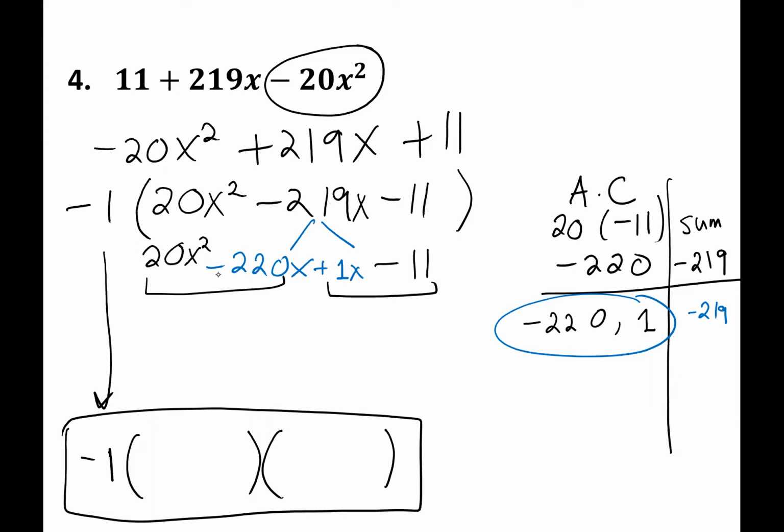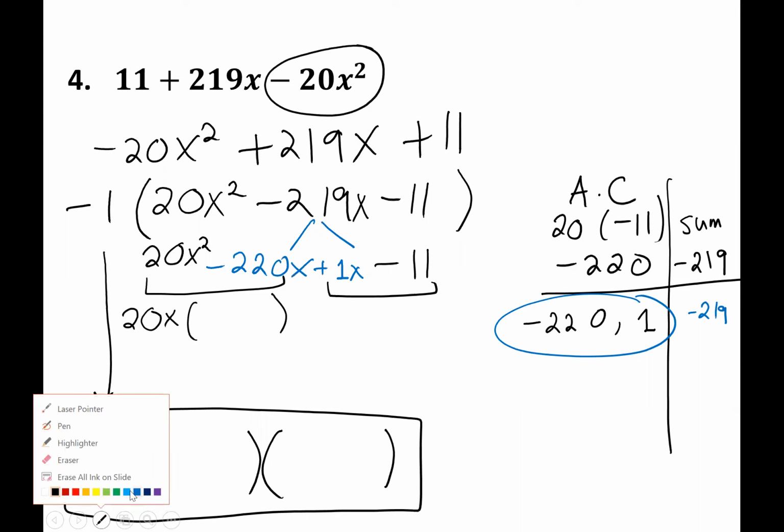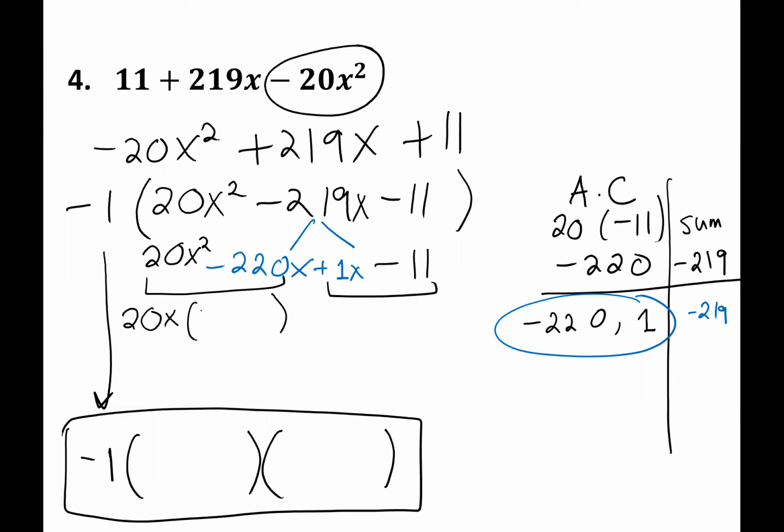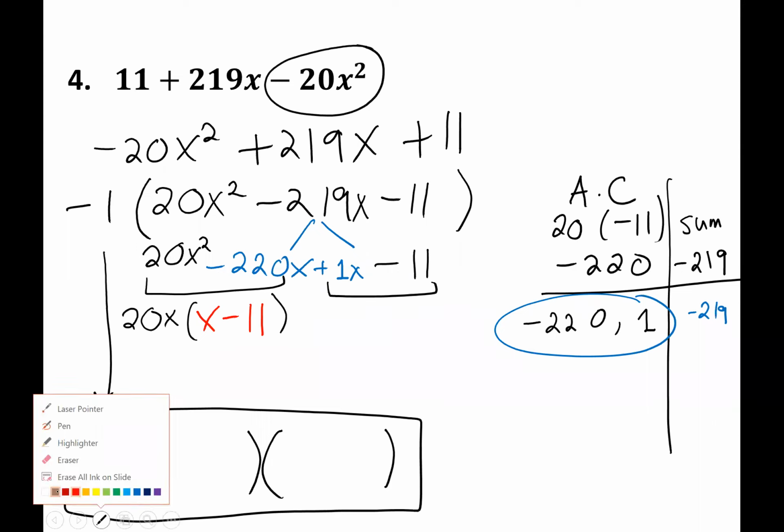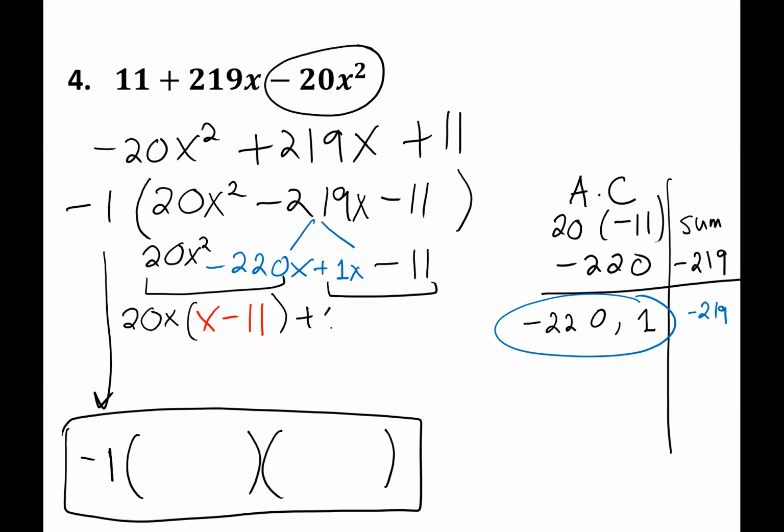Let's look at our first group, 20x squared minus 220x. So 20x can be factored out. If you go to your calculator and divide, 220 divided by 20, it's going to be 11. So I'm left with x minus 11. And then coming over here to my second group, 1x minus 11, the GCF is just 1. So we'll write plus 1. And then once again, we're left with x minus 11.